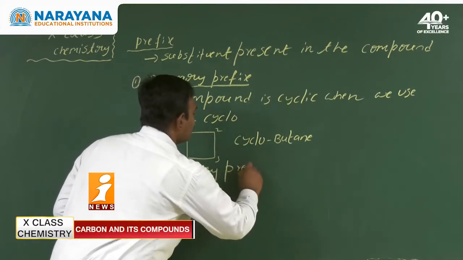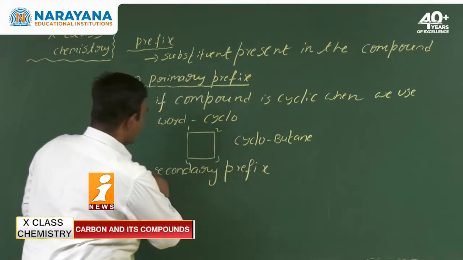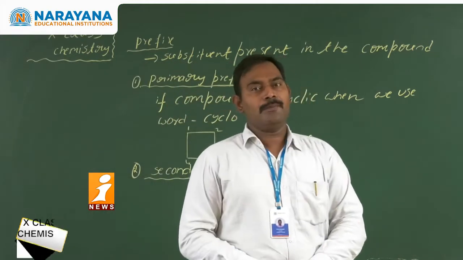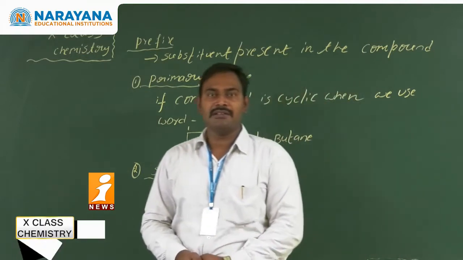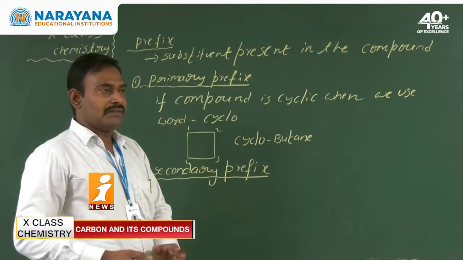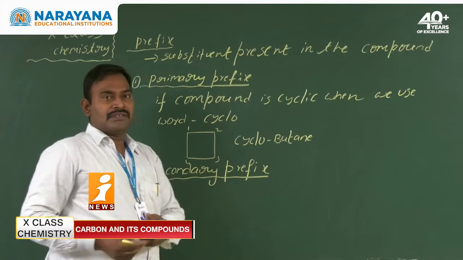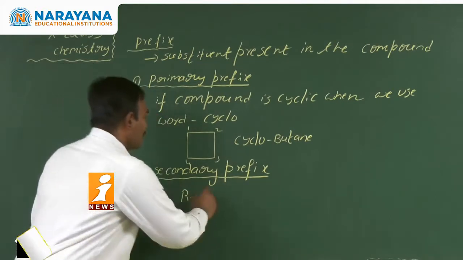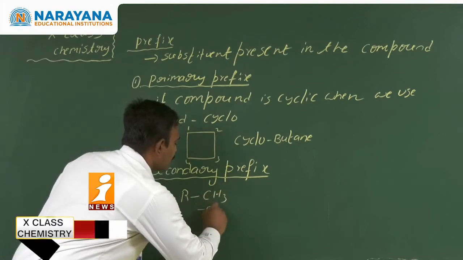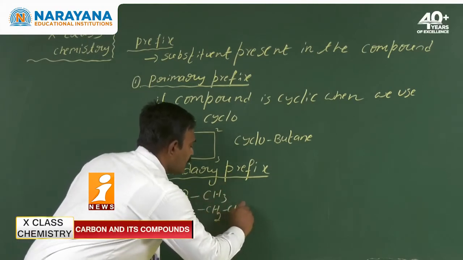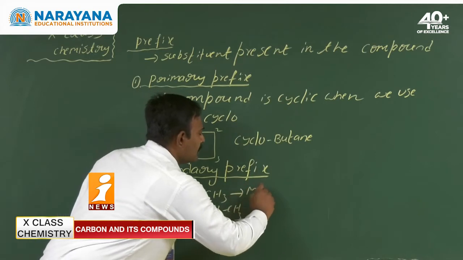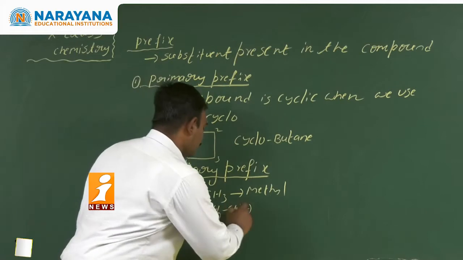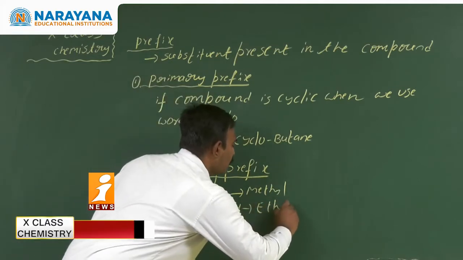Secondary prefix means the substituents present in the compound. These may be of different types. See here, suppose an alkyl group is present, R is the alkyl group, like CH3 group, CH2CH3 group. If CH3 group is present, what is the name? Methyl. CH3CH2 present, what is the name of this group? Ethyl.